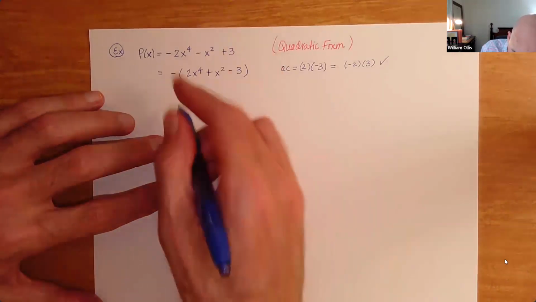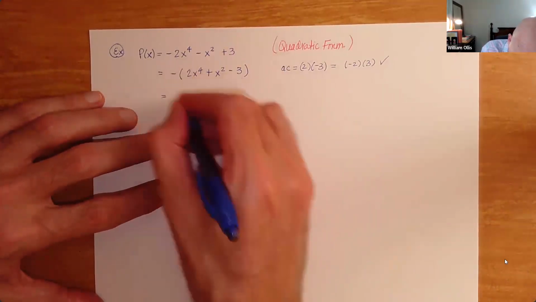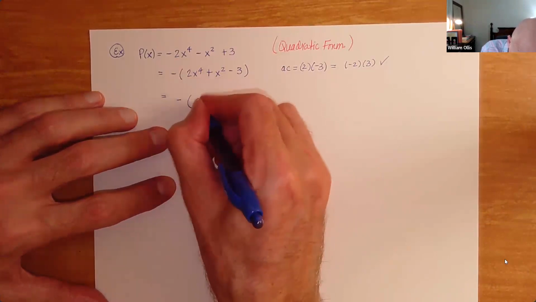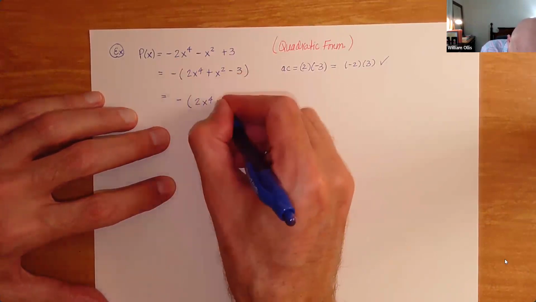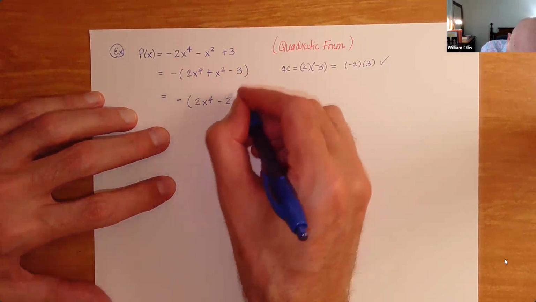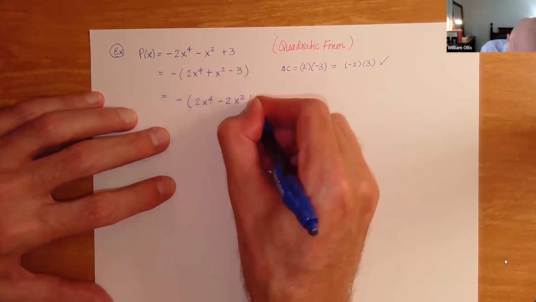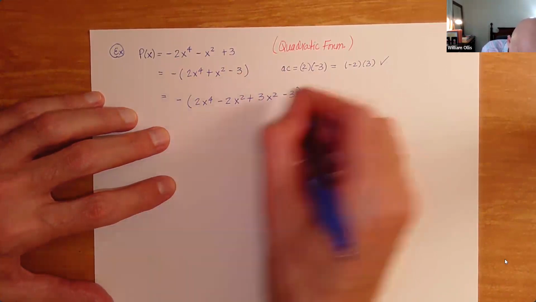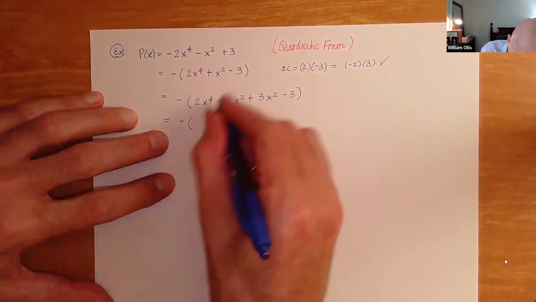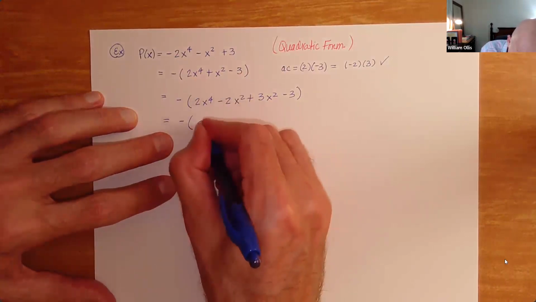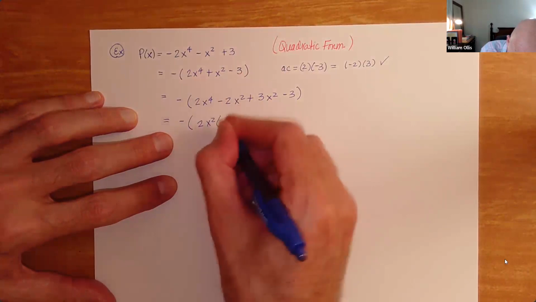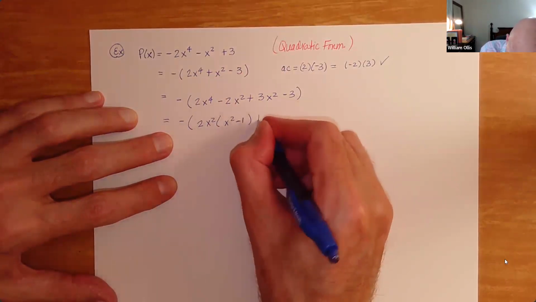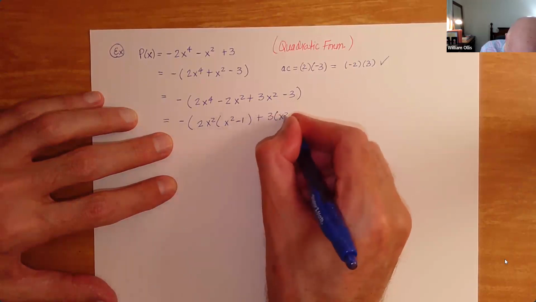So now we can factor. In this case, we've got our negative. So we've got 2x to the 4th minus 2x squared plus 3x squared minus 3. So we'll factor by grouping. We have 2x squared times x squared minus 1, and plus 3 times x squared minus 1.